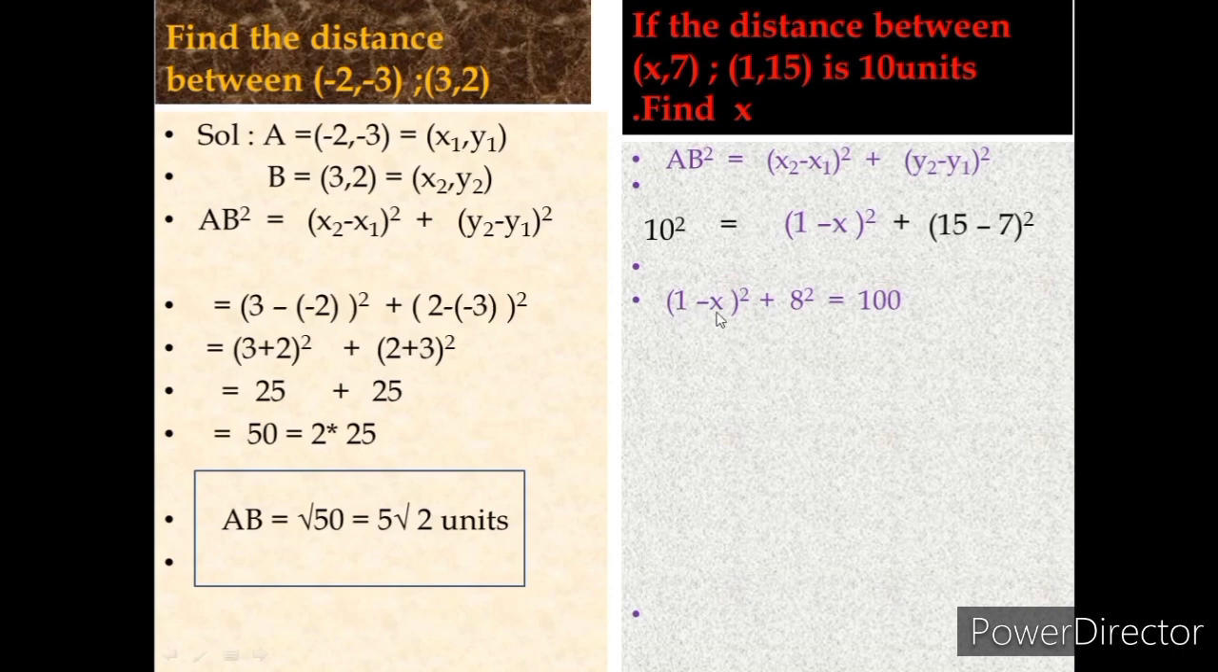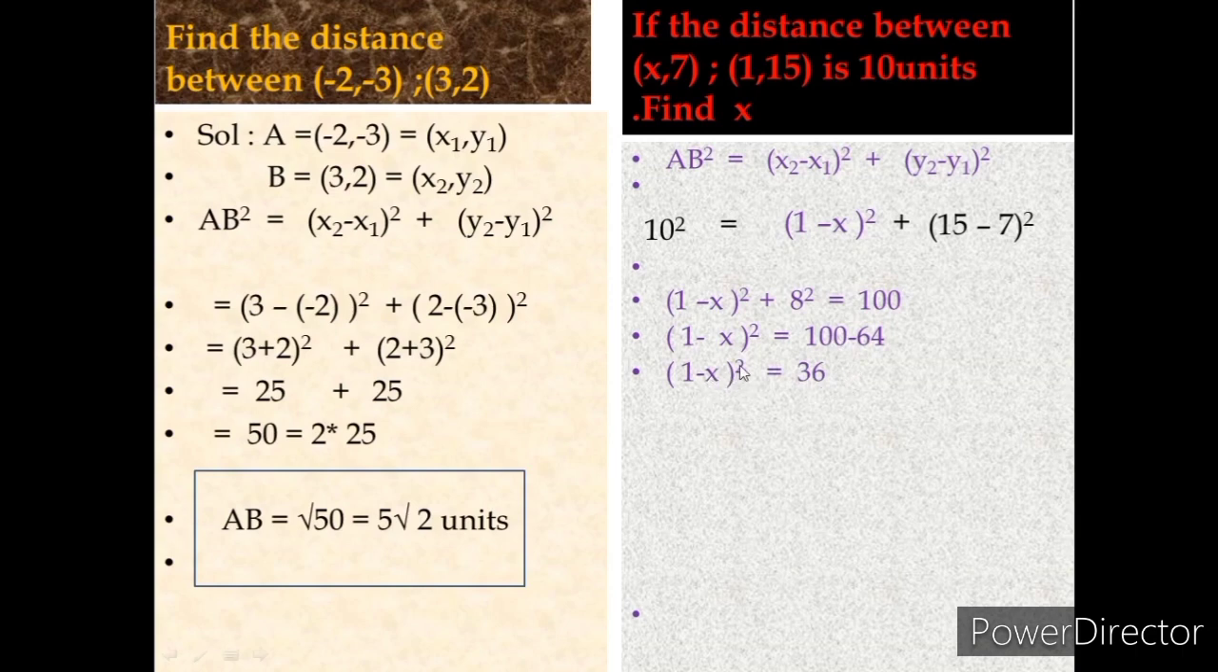Whenever you expand by using (a minus b) whole square, you will get a quadratic equation. Thereafter you have to factorize. It is a very risky thing. That's why you have to keep (1 minus x) whole square as it is. That means you have to transpose this 8 square to that side. Now 8 square is 64, it becomes minus 64. Then the result will be 36.